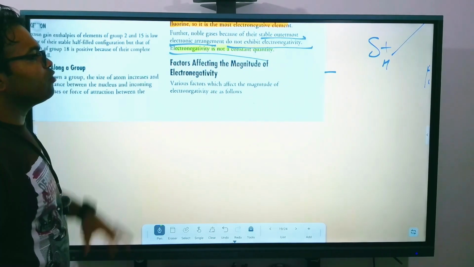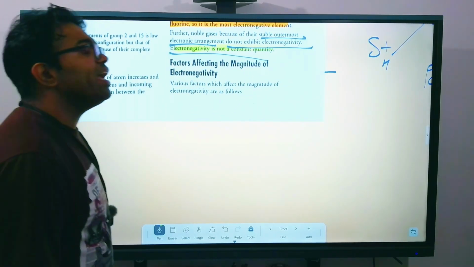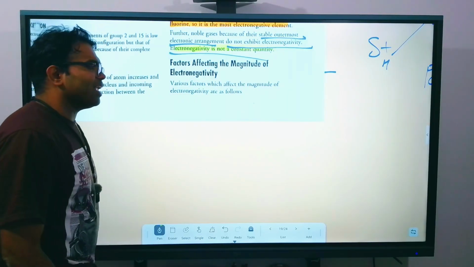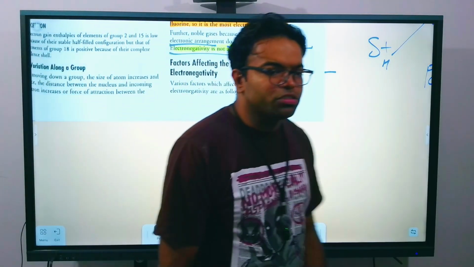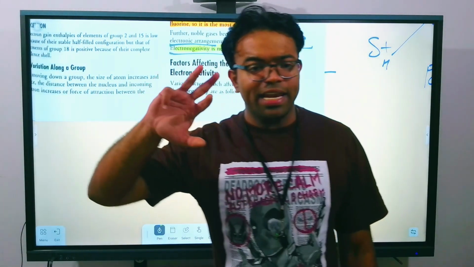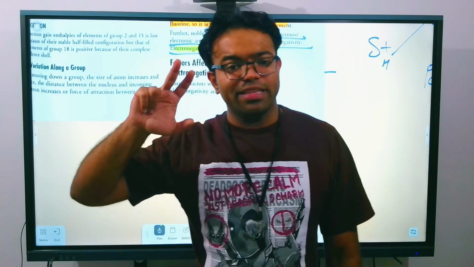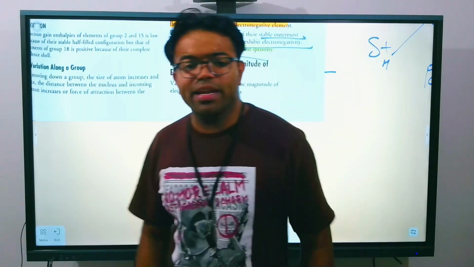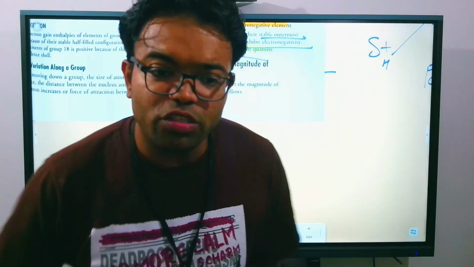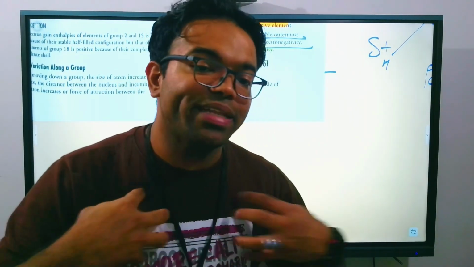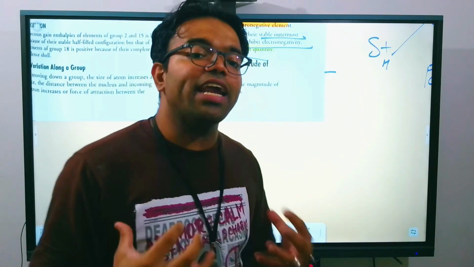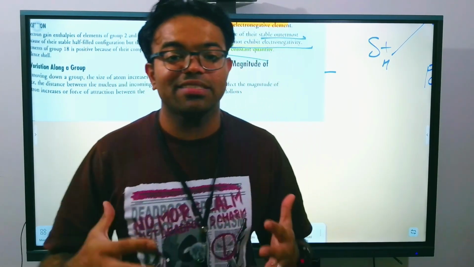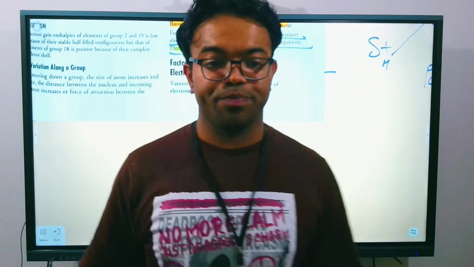Factors affecting the magnitude of electronegativity. There are various factors which affect the magnitude of electronegativity and are as follows. Now, there is a huge difference between your ionization enthalpy, electron gain enthalpy, and your electronegativity. Ionization enthalpy and electron gain enthalpy were the property of the atom itself. It was not a relative number. But electronegativity has a different story altogether.